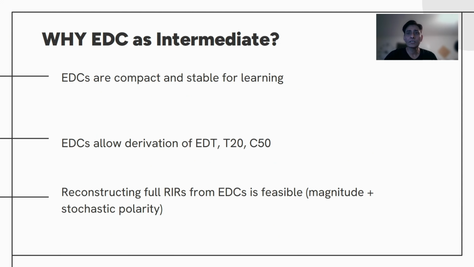Energy decay curves are attractive because they are compact, smooth, and much easier for a neural network to learn than a raw RIR waveform. They also contain enough information to drive key acoustic parameters like T20, C50, and EDT. Furthermore, if we can reconstruct the magnitude of RIR and reasonably estimate its polarity, then we can obtain a perceptually plausible RIR from the EDC prediction. This significantly reduces the dimensionality of learning problem.